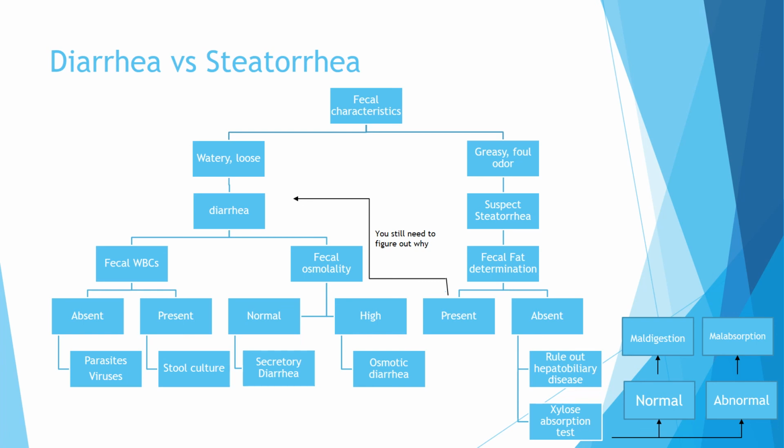We can also do a fecal osmolality, which will help us determine is this secretory diarrhea or osmotic diarrhea. So the tests that you're going to do are fecal WBCs, fecal osmolality, and fecal fat determination, based on the characteristics of the stool that is produced by the patient.